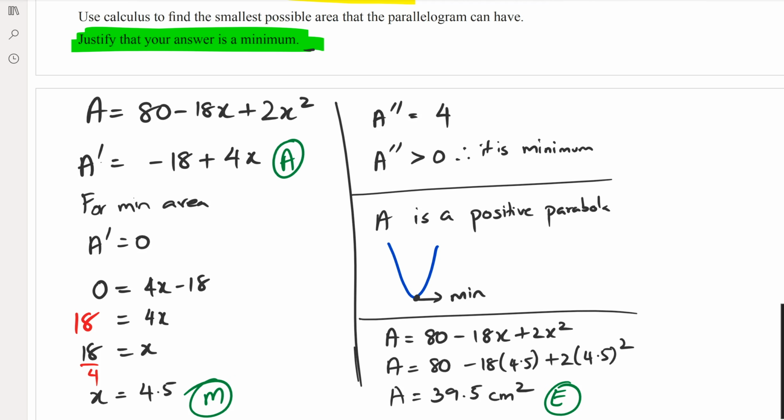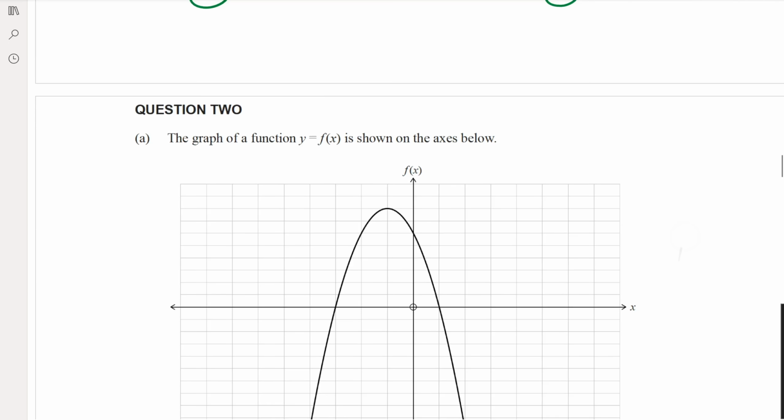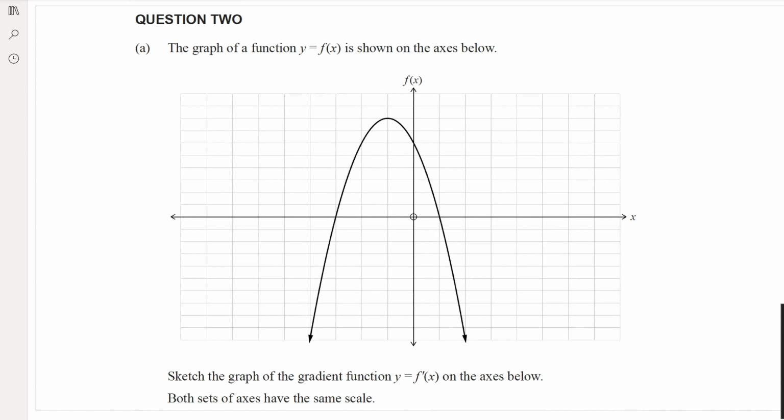All right, guys, let's go to question 2. So this is going to be a weird question because I just don't have the screen space to work here, but I'm going to try my best to do this. All right. So what we have is the graph of the function shown below, and we've got to sketch the graph of the gradient function.